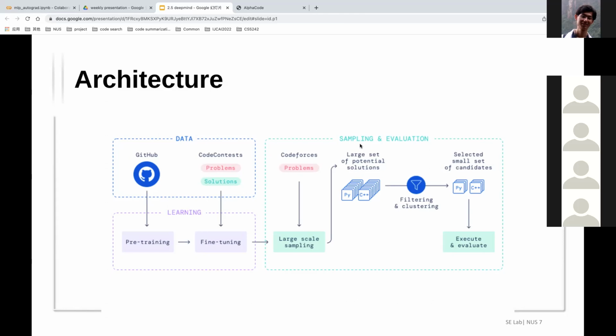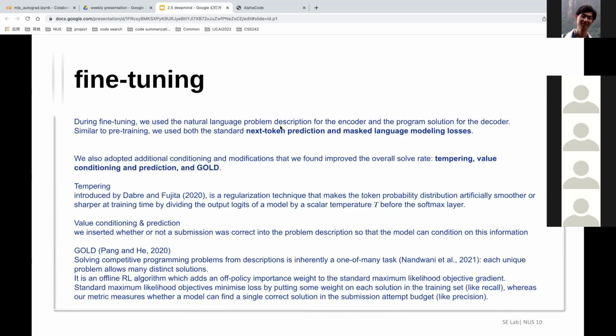I just want to say that in the fine-tuning, they actually use both next token prediction and masked language modeling. That means in the pre-training they used next token prediction and MLM, and in the fine-tuning they still use next token prediction and MLM. So I think the pre-training is better seen as a warm-up. It's not like pre-training on the code, it's just like a warm-up. Could you get my meaning?